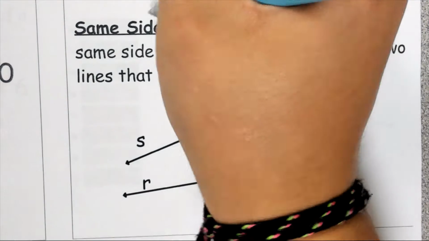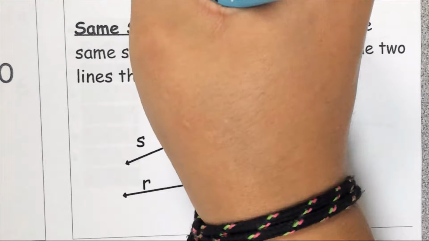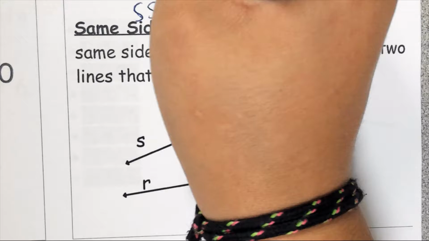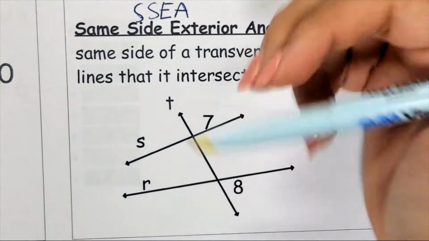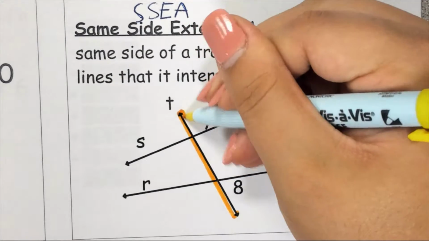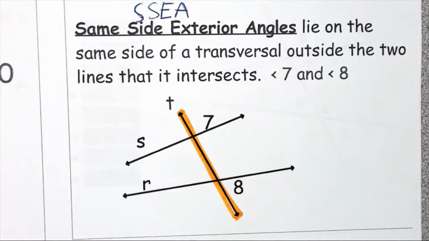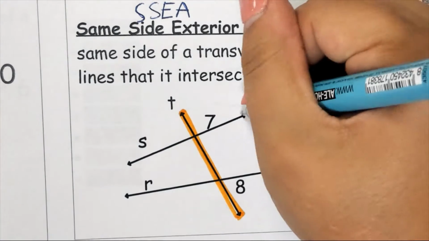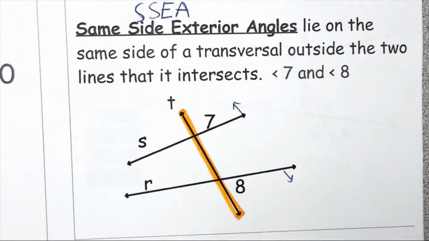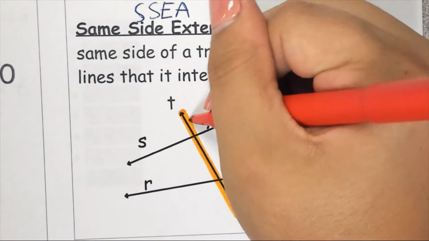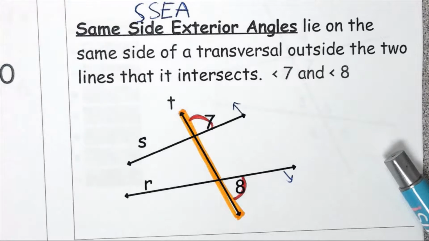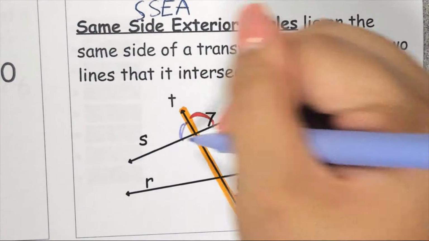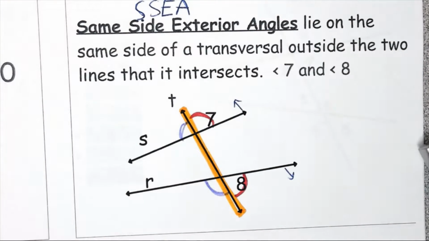Same side exterior is SSEA. Same side exterior. So again, it's in the name. You have your transversal, and you're looking for two of them that are on the same side, but outside of these lines. So not in between them. So we have 7 and 8. They're on the same side of that yellow line, but they're outside of those two lines. And then these are on the same side, but outside.